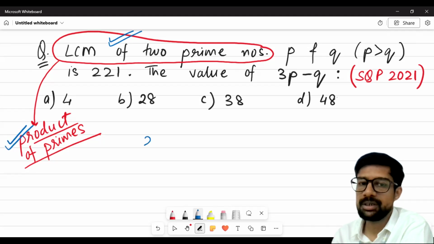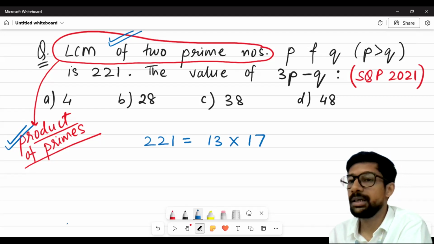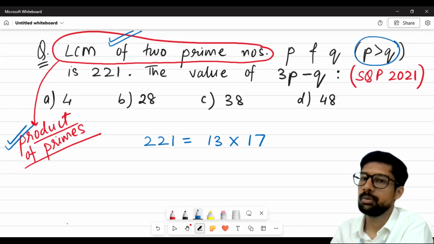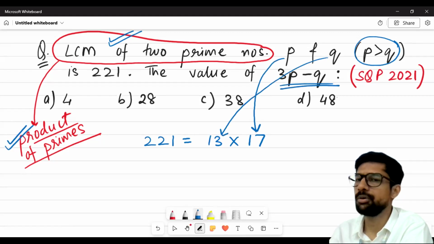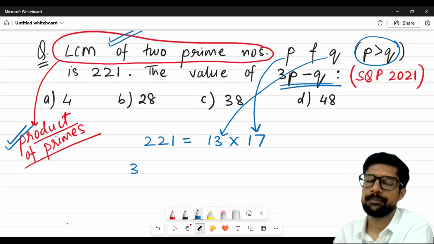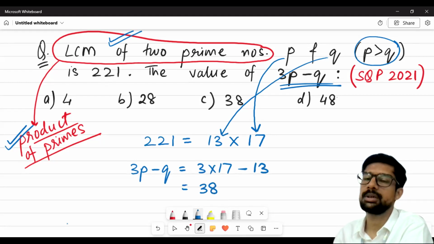Okay. So when we tried to find out the factors of 221, we got 13 and 17. ठीक? As they clearly said, P is greater than Q. That means the value of P is 17 and the value of Q is 13. And we'll substitute it here and find the answer. 3P minus Q will be 3 into 17 minus 13. That gives us 51 minus 13. That gives us 38.